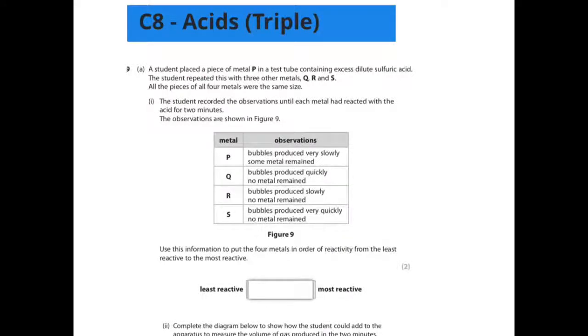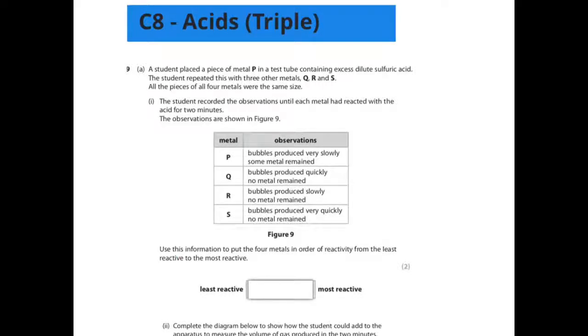A student placed a piece of metal P in a test tube containing excess dilute sulfuric acid. The student repeated this with 3 other metals, Q, R, and S. All the pieces of all 4 metals were the same size. The student recorded the observations until each metal had reacted with the acid for 2 minutes. The observations are shown in figure 9.